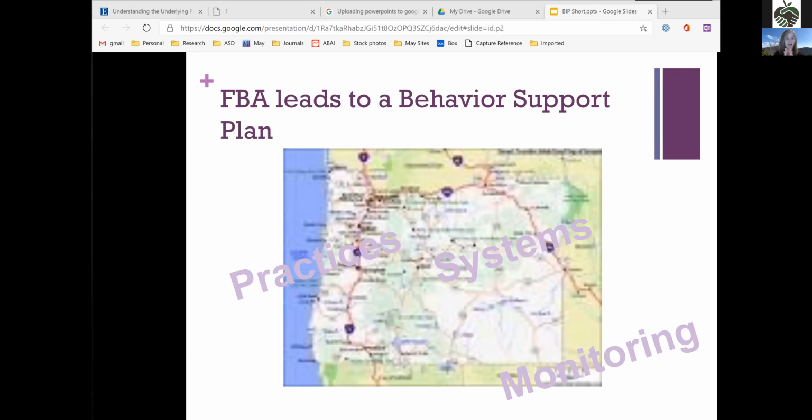Which brings me to the last thing that I want to talk about just briefly, and I touched on this earlier. The practices, the interventions, those are just one part of the support plan. Making the support plan effective means that we put in place systems to support educators in supporting students.